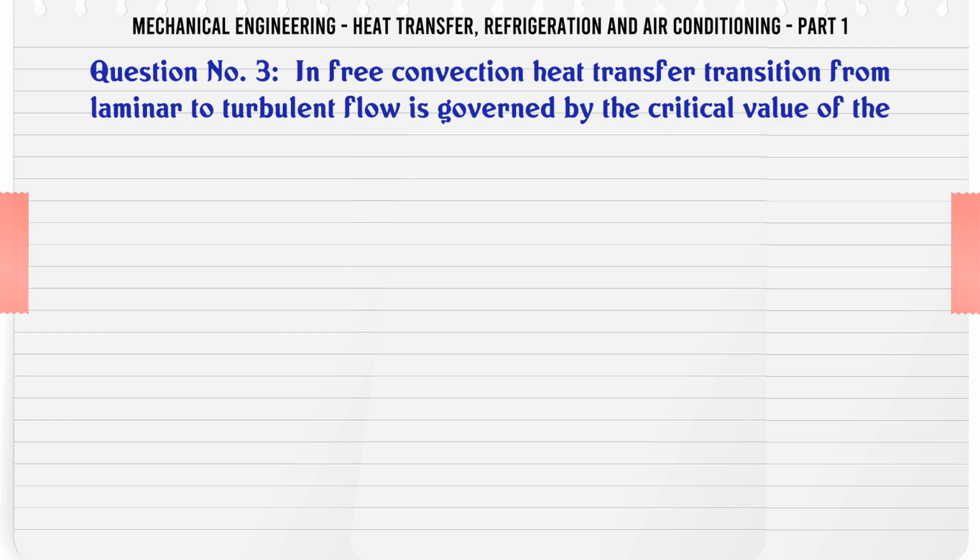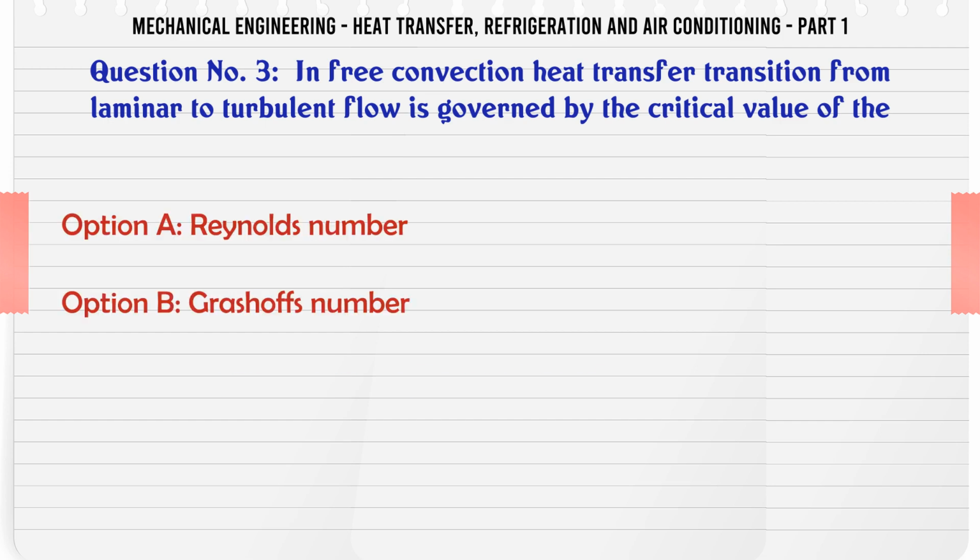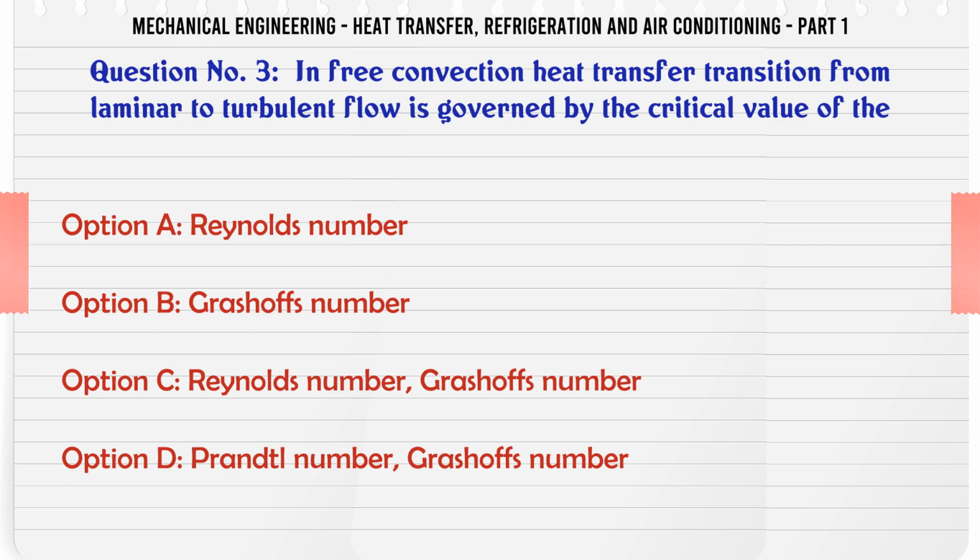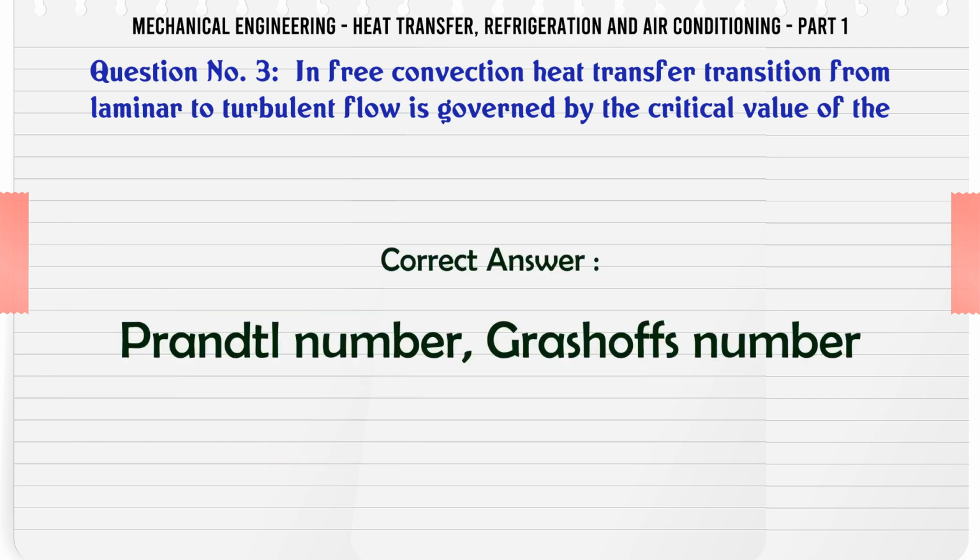In free convection heat transfer, transition from laminar to turbulent flow is governed by the critical value of the A. Reynolds number, B. Grashof number, C. Reynolds number Grashof number, D. Prandtl number Grashof number. The correct answer is Prandtl number Grashof number.